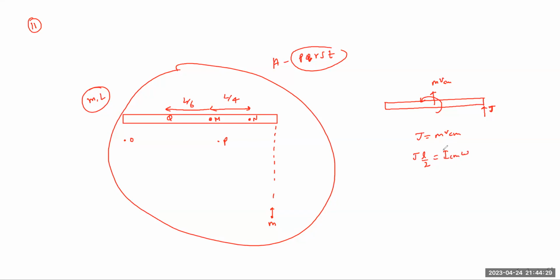And therefore, if you just substitute, M V_CM into L/2 equals I_CM, which is M L squared by 12, into 6 into omega. So this gets cancelled, this gets cancelled, this is 6. So V_CM equals omega L/6. So L/6 is the point at which the V_CM and omega L/6 will exactly be equal and opposite, right? Yes or no? Yes, sir. So this point is at rest.